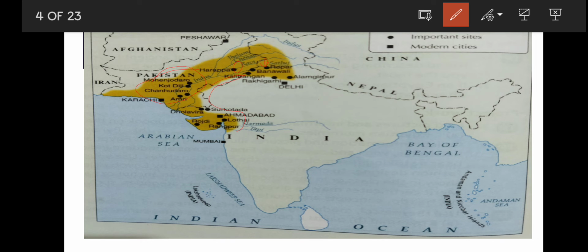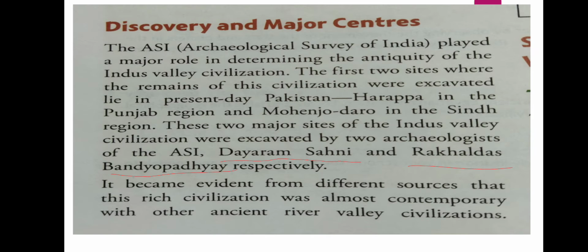Other important sites of this civilization include Ropar in Punjab and Kalibangan in Rajasthan. Here we can see Kalibangan in Rajasthan, and Lothal and Dholavira in Gujarat. In this part of India, Dholavira will be here and Lothal will be here. At these two sites we can find out about the Harappan civilization. These are the best evidence that the Harappan civilization people lived there.